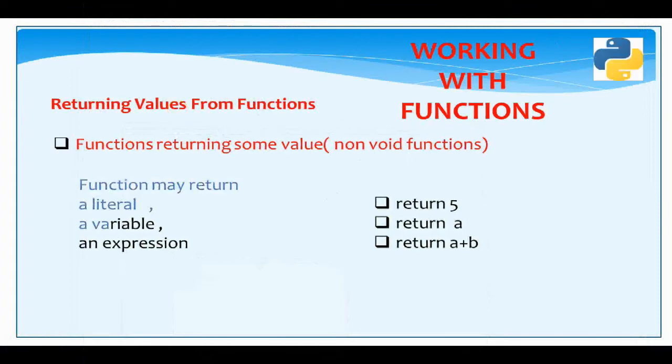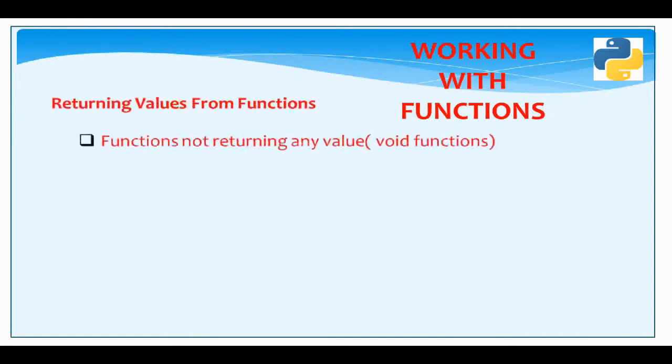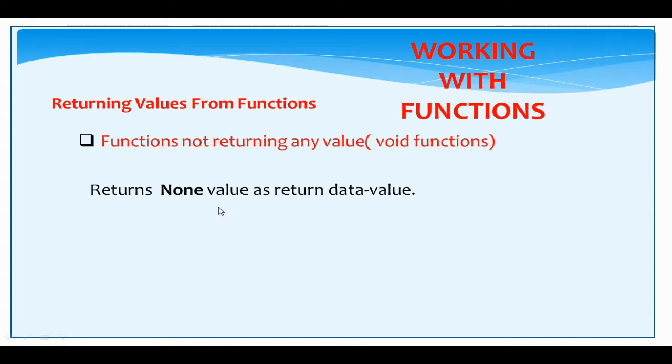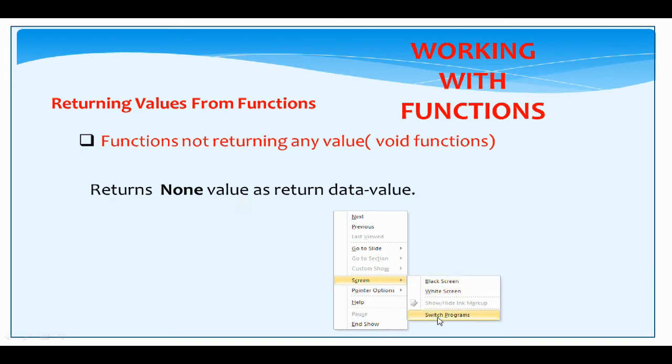Let us now move to the second category of the functions, those functions which are not returning any values, that is the void functions. In these types of functions there may or may not be a return statement written in their body, but they are not returning any values. Let us try to understand these functions with some code.